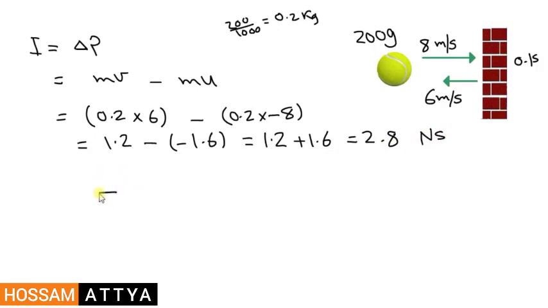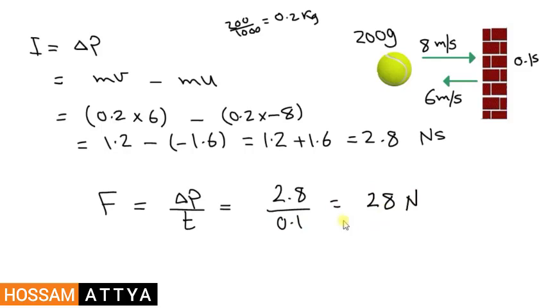So if I want to get the force now, the force equals the change in momentum divided by the time. So it's 2.8 divided by 0.1 equals 28 newtons. And this is why objects that collide with a small impact time exert more force.